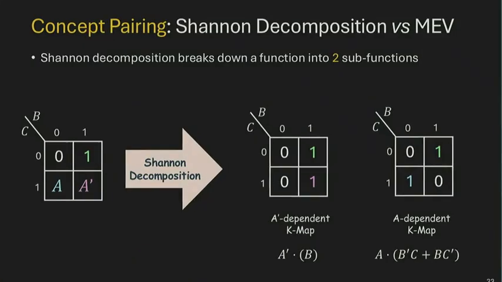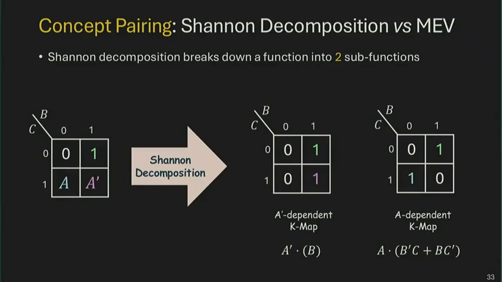So I'd like you to also think about the correlation between Shannon decomposition and map-entered variable. So in map-entered variable, let's say you have a K-map with both A and A prime, right? You would have 3 K-maps. With Shannon decomposition, you decompose it based on that variable. So A equals 0, you have 1 K-map. A equals 1, you have another K-map. And then you can find the minimum expression from each K-map and then compose them using a mux, or by taking the sum of these 2 terms. And that is a valid implementation of the function.